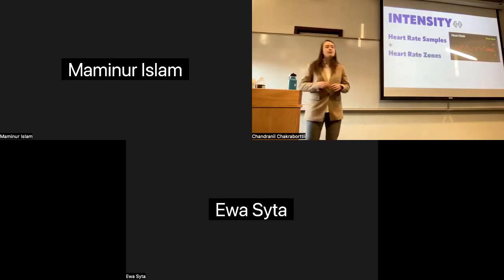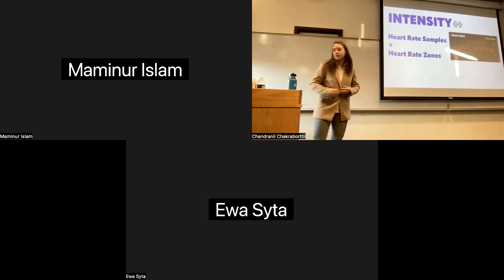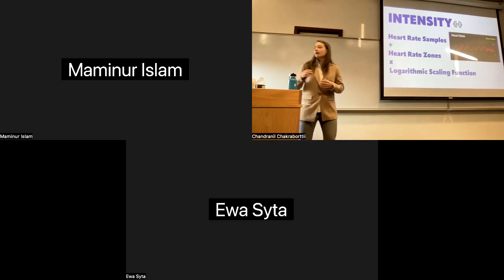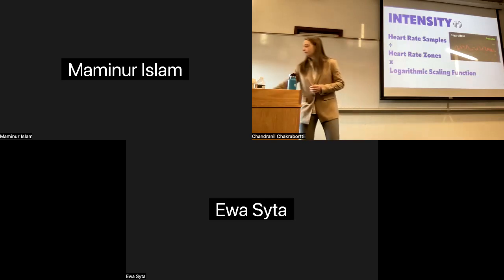These heart rate samples are then divided into heart rate zones based on intensity and the percentage of the max heart rate that the heart rate is at. Each zone has certain points equated with it. The more points you have, the more intense the workout is. Then a logarithmic scaling function is applied to the sum of points to map the sum to a 1 to 10 scale.